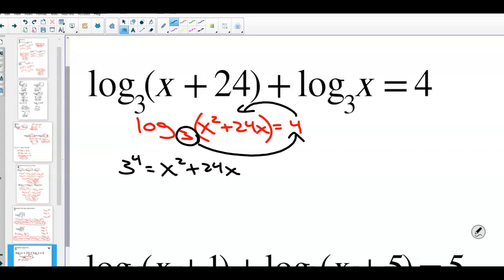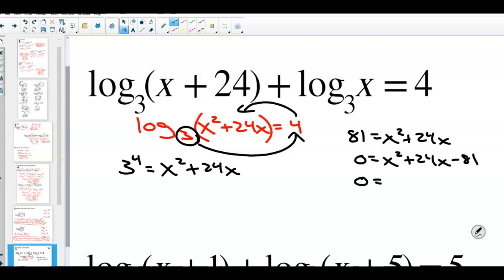And 3 to the 4th is 81. So 81 equals x squared plus 24x. You subtract 81 on both sides. Now you have an x and an x squared, and you factor to get your answer. So it's going to be x plus 27, x minus 3. My two answers are negative 27 and 3.